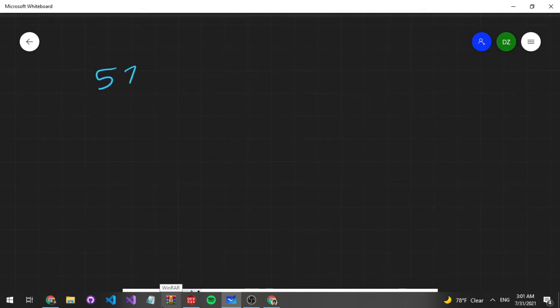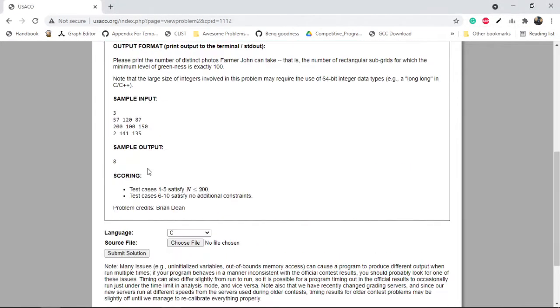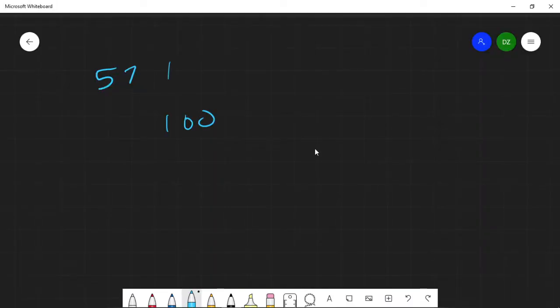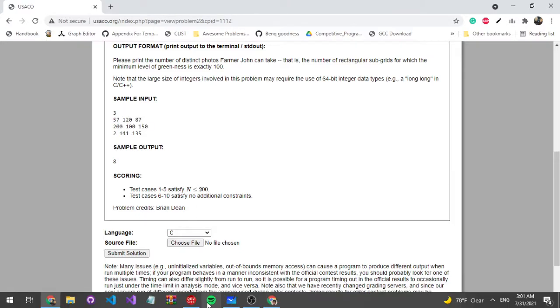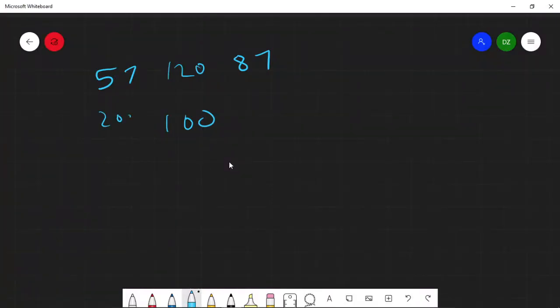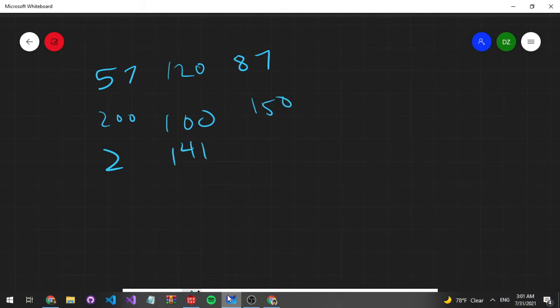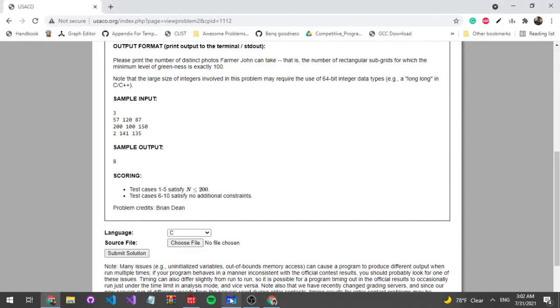Basically, I'm given an n by n grid, or just a set of numbers, actually a matrix would be a good example. And what's going to happen is, let me just write 200, 150, 200, 150, 2, 141, and 1 through 5. And so what's important is you want to find the number of subgrids that have a minimum equal to 100.